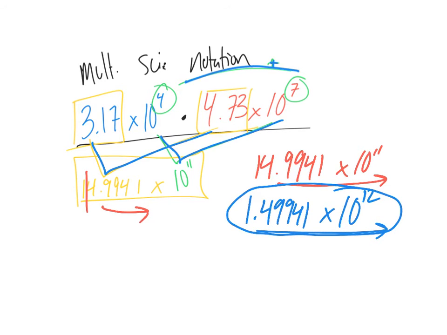Then I took a look at this final box and I said, is this in scientific notation? No, it's not. So I just simply adjusted it by sliding my decimal one over and then adjusting my exponent up to the top to reflect the exact same number.